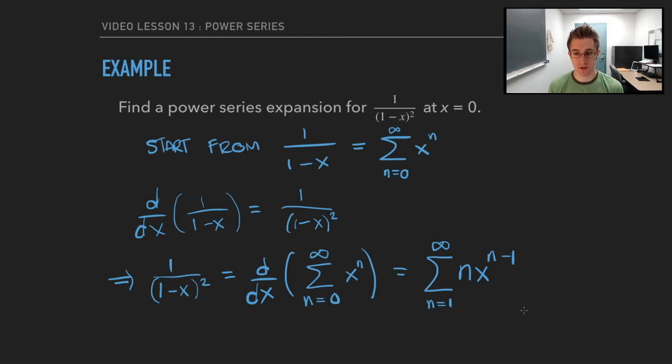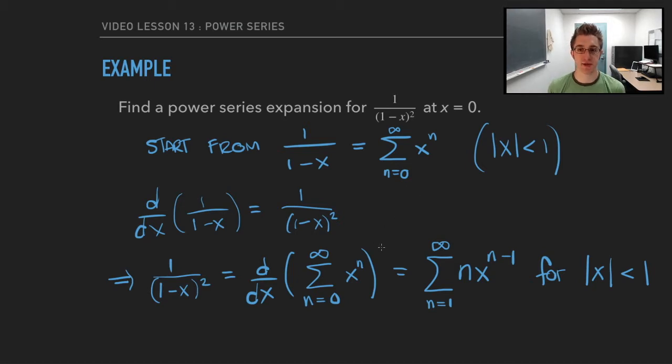And that's it. So now we're guaranteed that this is a power series for this function because I took the derivative of one that I already had a power series for. And remember, the radius of convergence stays the same. So this was true for x less than 1 in absolute value, so this is also true for x less than 1 in absolute value.